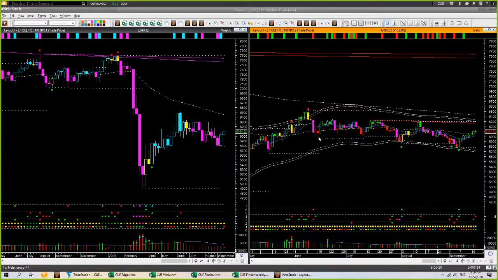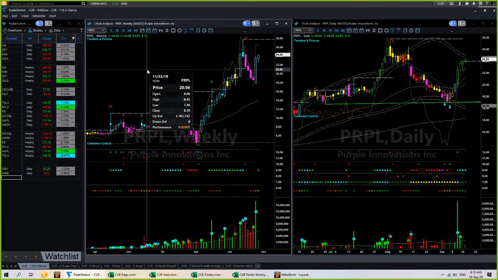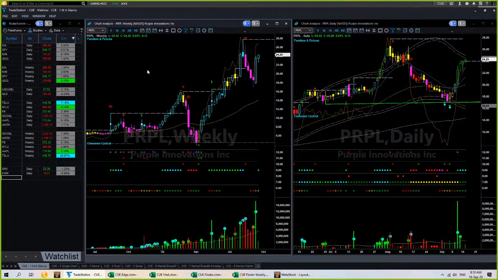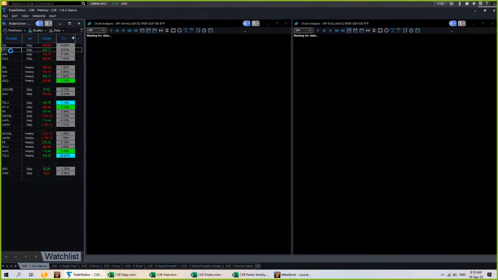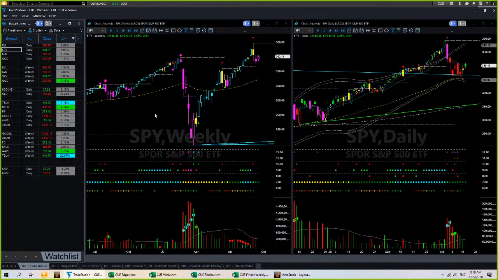The USA market is of course in an uptrend. Let's look at the USA market using Q Elite running on TradeStation, starting with the S&P 500 ETF, SPY.